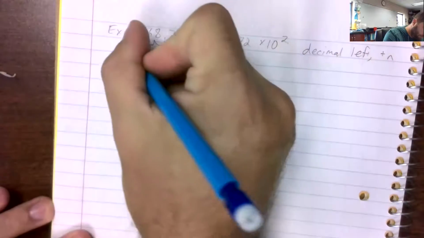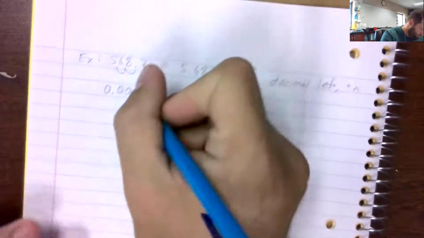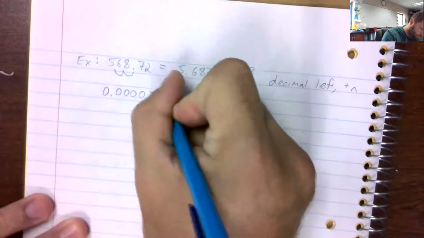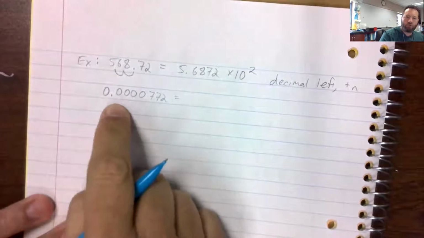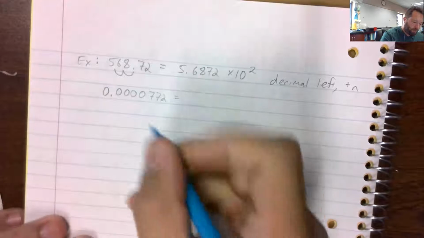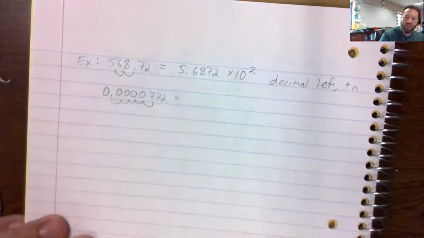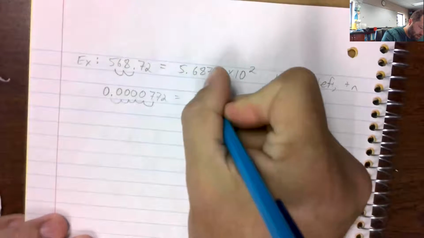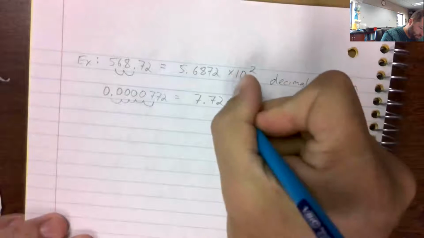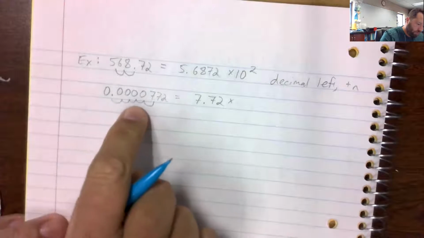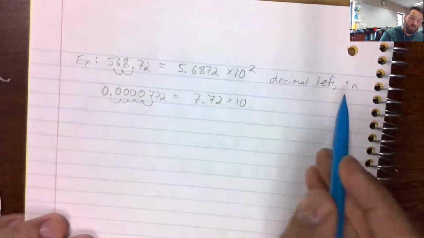On the other hand, a smaller number such as this one, 0.0000772. Well, this time we're going to need to bump the decimal point to the right. And we need that number in front of the 10 to be between 1 and 9, so 7.72. We bumped it 1, 2, 3, 4, 5 times. This time, though, we bumped it to the right.